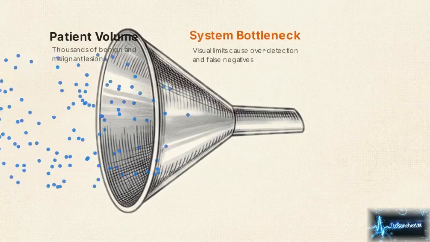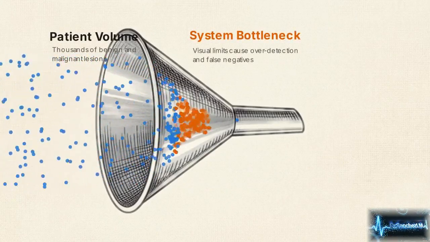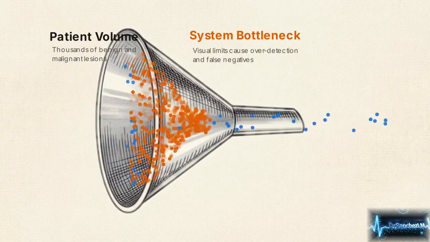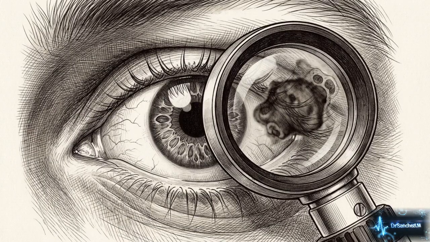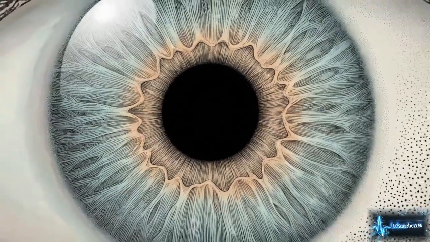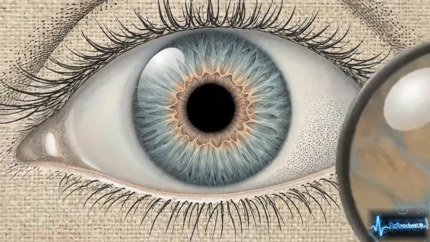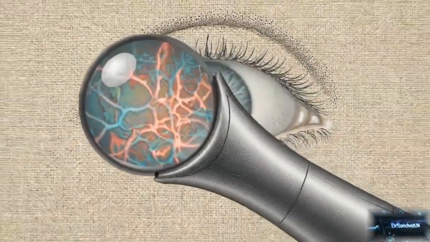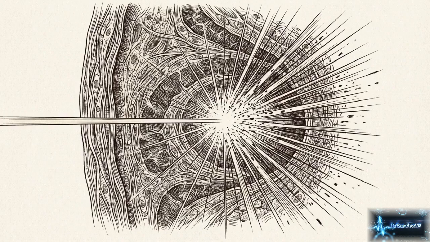The global pipeline for diagnosing skin cancer is bottlenecked by a single, unavoidable point of failure. Human eyesight cannot reliably resolve microscopic pathology. To fix this, researchers asked what would happen if you could equip a general practitioner with the optical resolution of a specialist right inside the exam room. The answer lies in a technology called elastic scattering spectroscopy, or ESS.